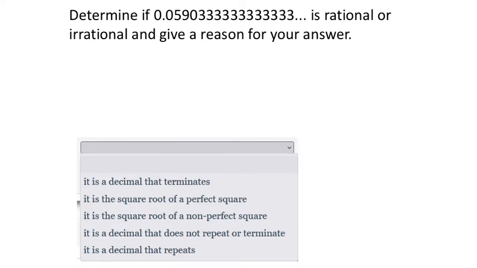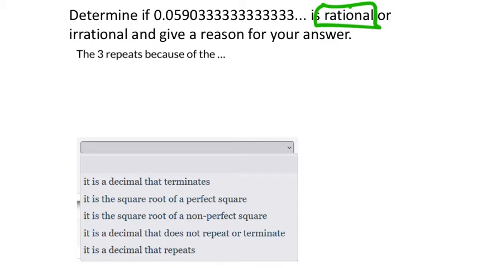0.05903 and a bunch of 3s. Here we see the 3 dots at the end, meaning that I guess these 3s are going to repeat. It is rational or irrational? So this, I see the 3 repeating. So the 3 repeats because of the 3 dots at the very end there, which indicates that this one right here is rational, okay?